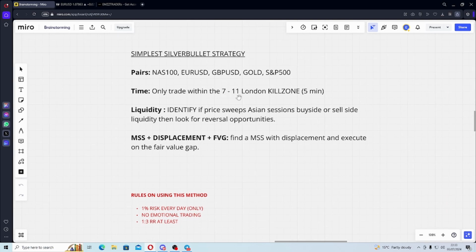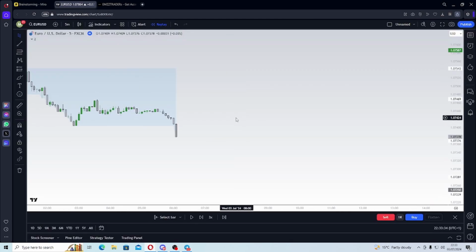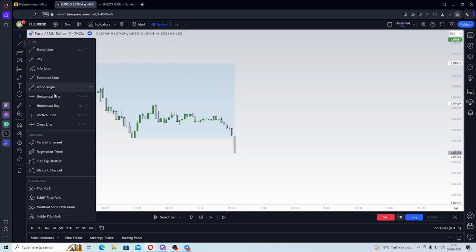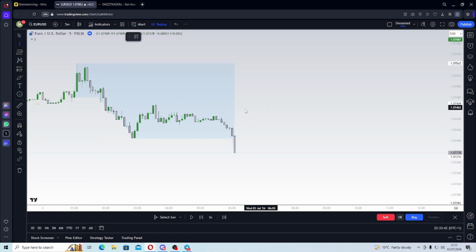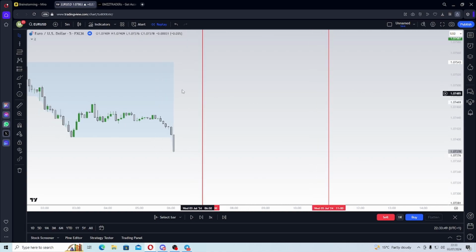Now, you only need to trade within the 7 to 11 London kill zone. This London kill zone has so much volume that we're only going to be trading within it. We're going to be trading within the 5-minute time frame, so make sure you're on the 5-minute time frame right here. Now I'm going to mark out my London kill zone, which is from 7 to 11. So that's why I get my vertical line. I mark out 7 o'clock here until 11 o'clock here. This is the only place I'm going to be entering.